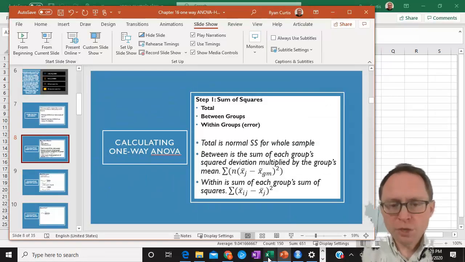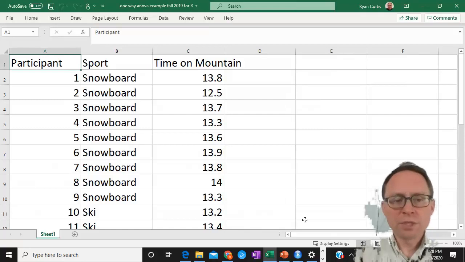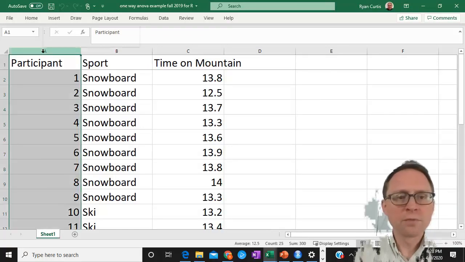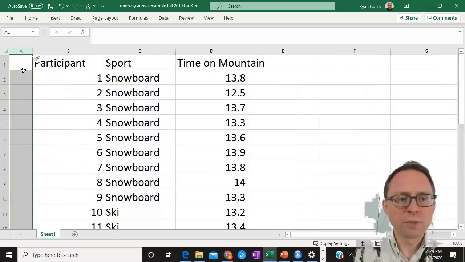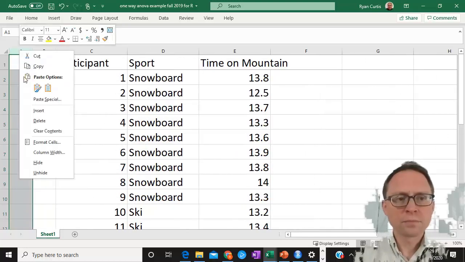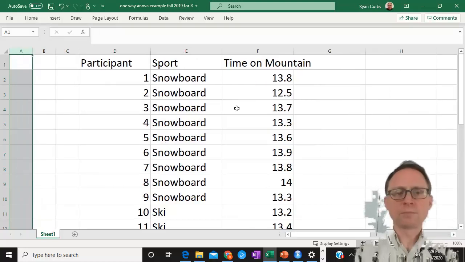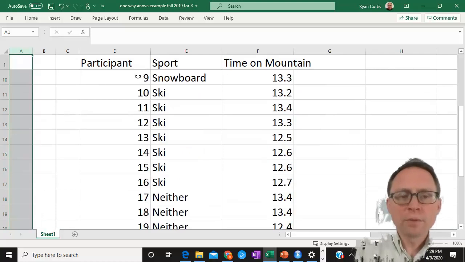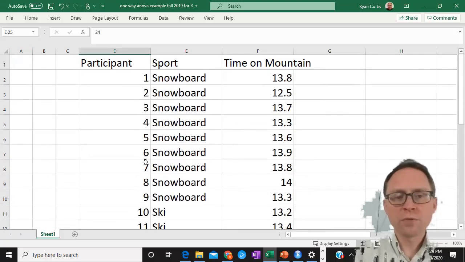So I'm going to show you some data. Here's some data that I've been using. Let's move this over so that you can see it really well. Let me just insert some variables so that you can see it more clearly. Okay. So here's what's going to happen. I have 24 participants, right? So you notice how participants, 24 participants.